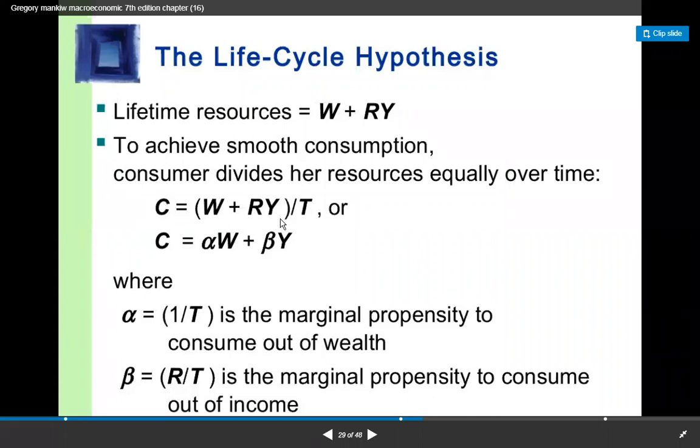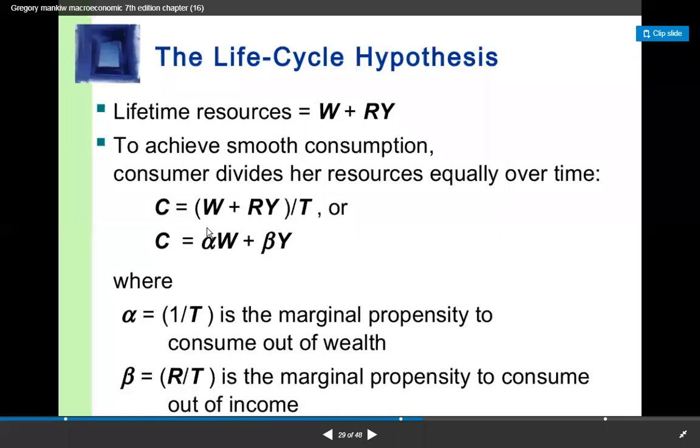So this is the key equation of the life cycle hypothesis. Now we further revise this equation. We divide both parts by T. When we divide W by T, then we get 1 over T times W. We denote 1 over T with alpha, so alpha equals 1 over T.